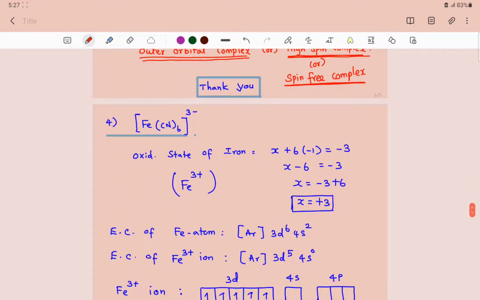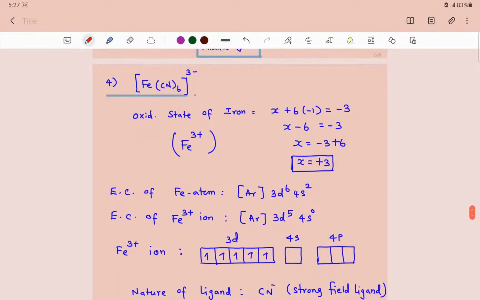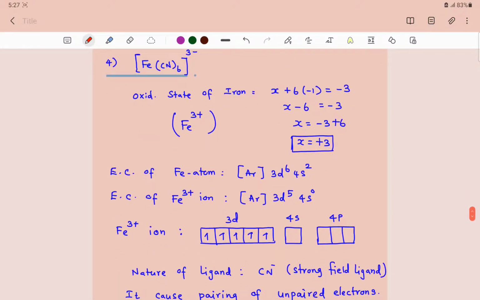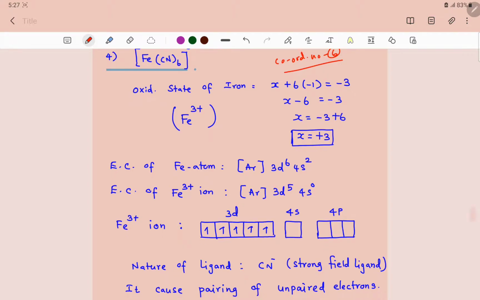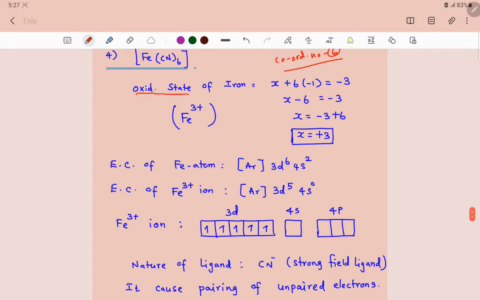Okay, and one more example, the Fe(CN)6 3- complex. Even this is a complex with coordination number 6. So let us see how this complex is formed and the nature of hybridization, geometry and magnetic property. So first let us find out the oxidation state of the central metal iron.